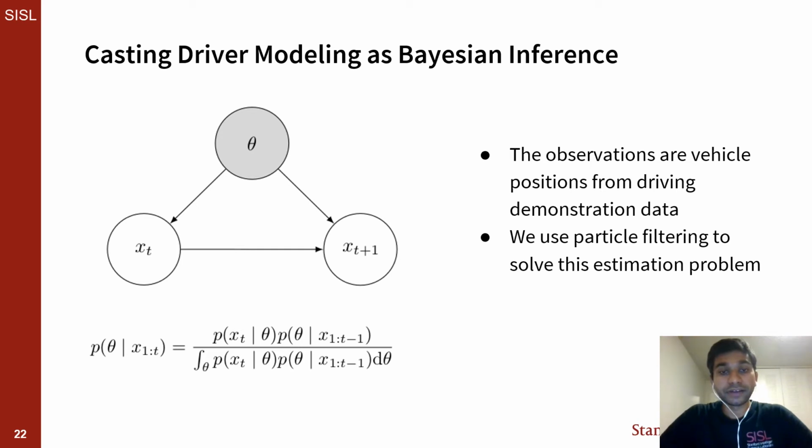Now, having created the stochastic IDM model, we cast the driver modeling problem as Bayesian inference. The picture on the left describes this. Suppose we have a position trace x_t and x_{t+1}, which is governed by hidden parameters of the model as shown by the vector theta here. So now the observations are vehicle positions from driving demonstration data, and we have to solve the equation given below the picture, where we want to find the distribution over the parameters theta given a sequence of positions x_1 to t. And you will recognize this as the Bayesian inference problem, which can be solved using recursive Bayesian estimation.